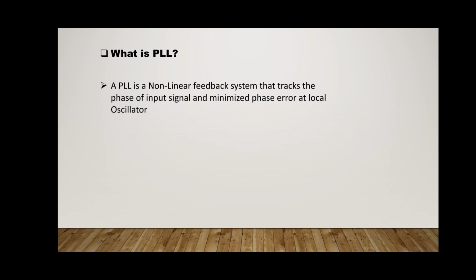What is a PLL? A PLL is a non-linear feedback system that tracks the phase of an input signal and minimizes phase error at the local oscillator. Basically, whenever a local oscillator generates a frequency, we can get additional error also. So we want to remove that additional error, so we use a PLL. This is the basic idea of PLL. Let's move to the next slide.